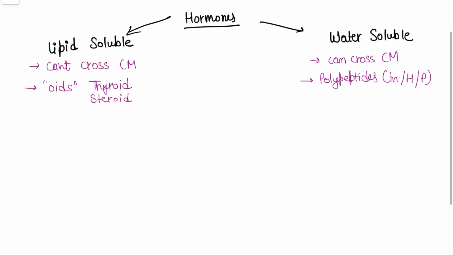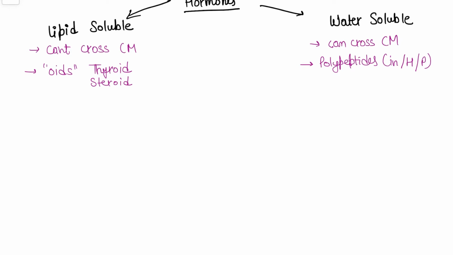First of all, let's talk about lipid soluble hormones. Lipid soluble hormones have three types of receptors. Number one is cytoplasmic receptors, and the hormone which acts by cytoplasmic receptor is aldosterone. Aldosterone is the only physiological mineralocorticoid in the human body.